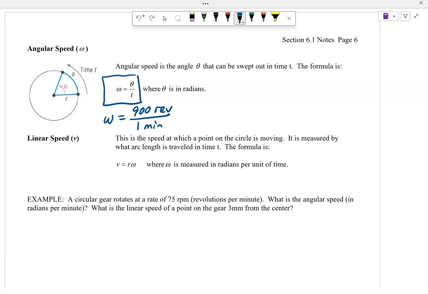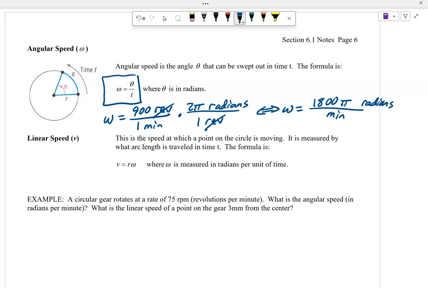Well, if we were to put that in terms of radians per minute, you know that there are 2 pi radians per each revolution, right? So you see how your revolutions cancel. And so your angular speed, 900 times 2 pi would be 1800 pi radians per minute. That would be our angular speed for this engine that's idling at 900 revolutions per minute.